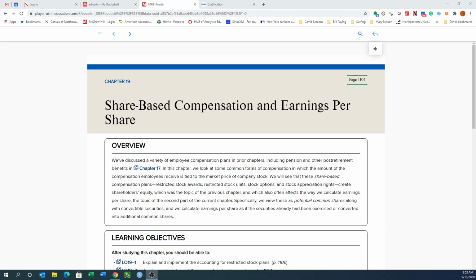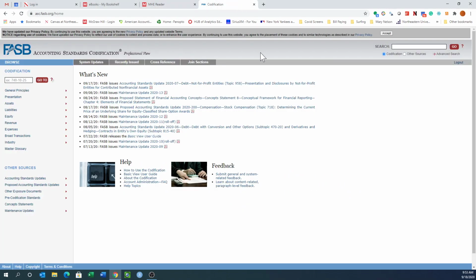So in this section, we are really looking at share-based compensation. We'll talk about earnings per share later, but this is chapter 19 in your Spiceland book. So that is a nice area to look at. It's going to give you a simple review of this. But you know, I'm the codification guy, right?